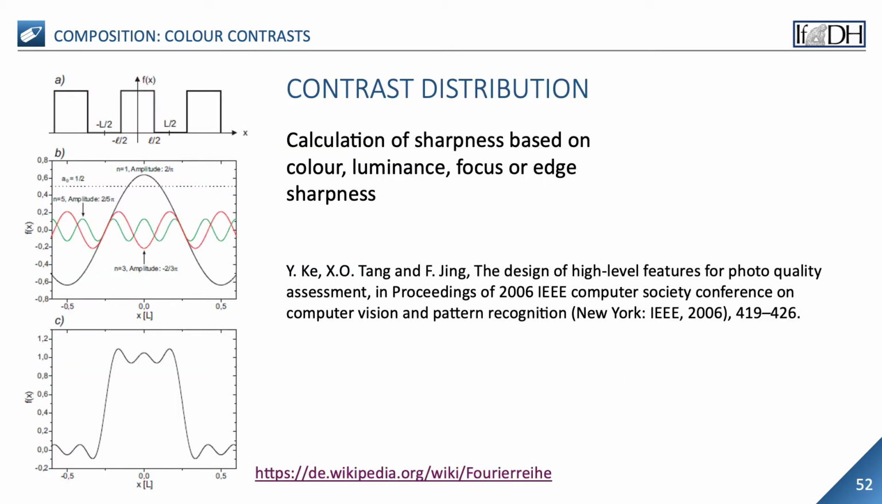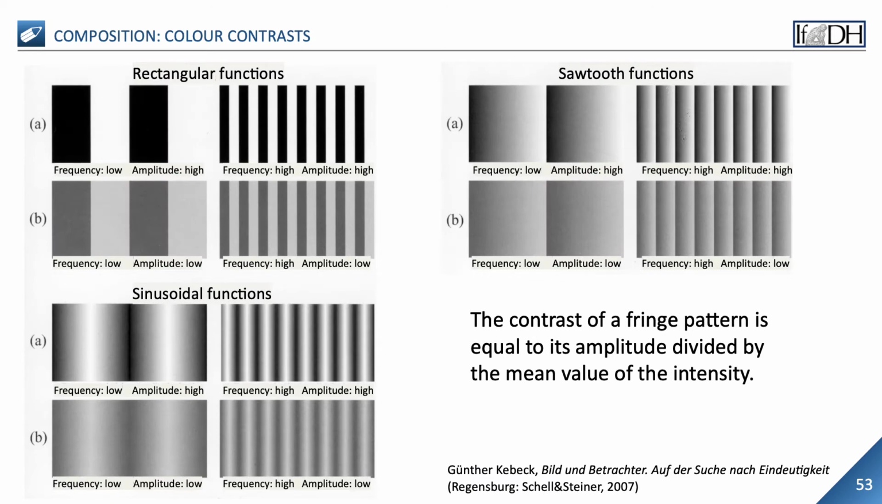To measure the contrast distribution, one can for example use the Fourier transform to calculate the sharpness based on color, luminance, focus or edge sharpness. This produces a so-called Fourier series, that is a periodic function as a series in certain standard functions such as the rectangular or the sinusoidal function. This is because the intensity of a color contrast also depends on the hardness with which the two colors meet. Here, the contrast, illustrated using the example of a stripe pattern, is equal to the amplitude divided by the mean value of the intensity.